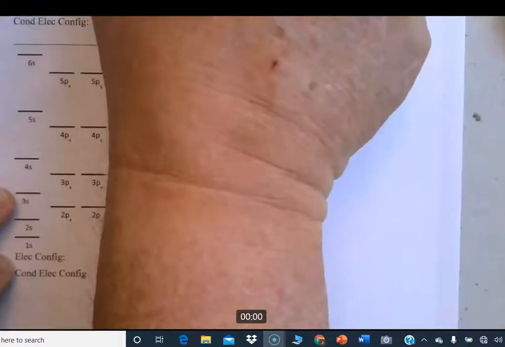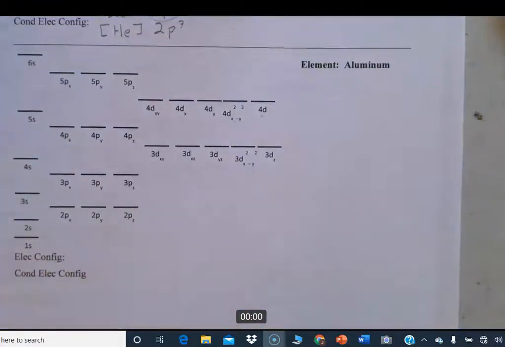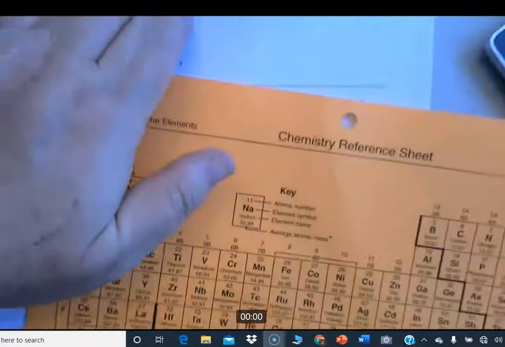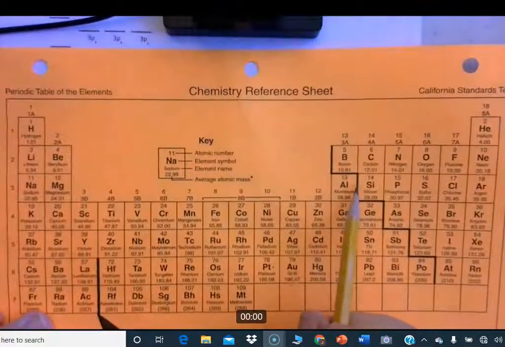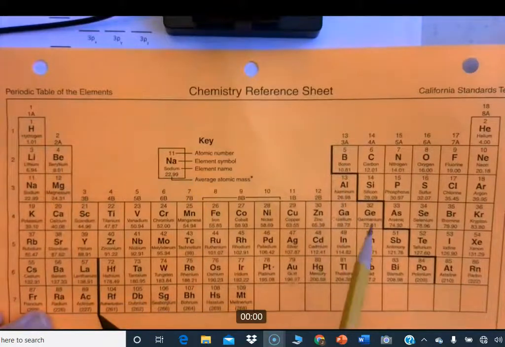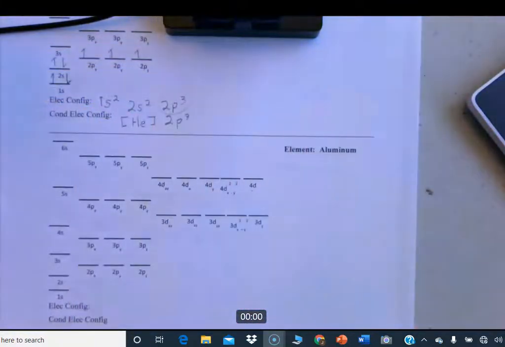Let's do another one. Okay, so we're going to do aluminum. So here we go. So we find aluminum. So aluminum is right here. It's in the third row. It's the third element over in the third row. So we're going to go ahead and do that.